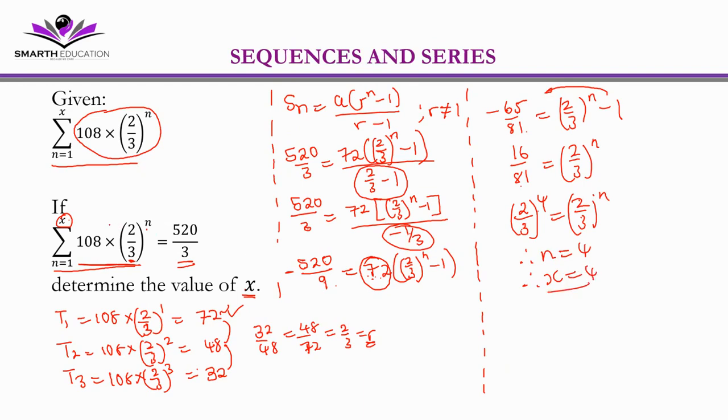Remember, I said that this x is our n. If you want to use the logarithmic form, you can make n the subject of the formula. n is equal to log base 2 over 3 of 16 over 81. Put this in the calculator, and you get your 4. So n is equal to 4, therefore x is equal to 4.